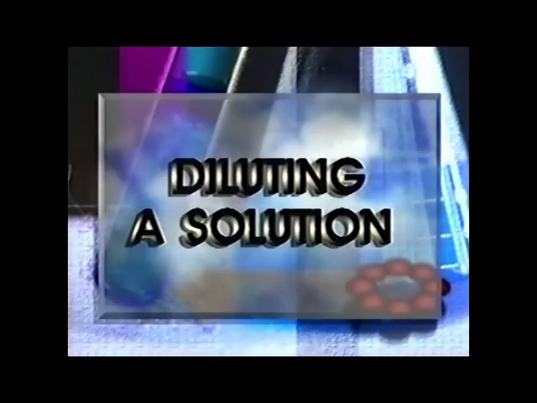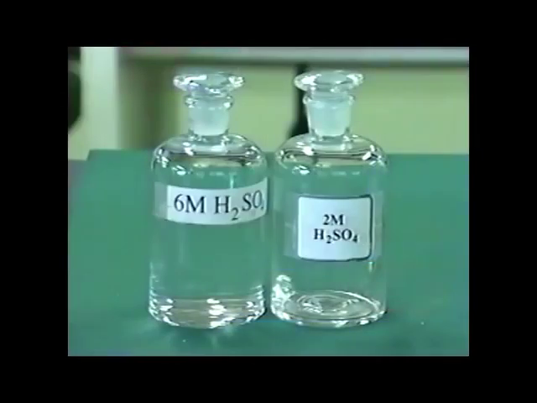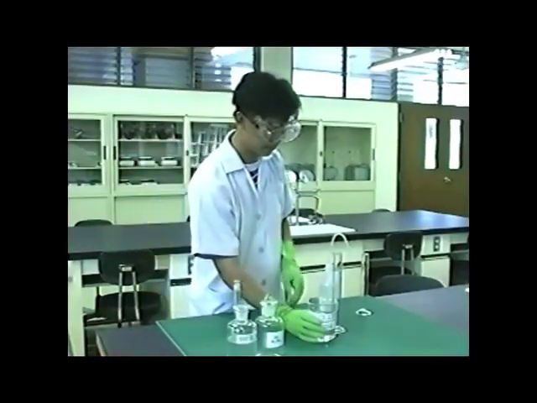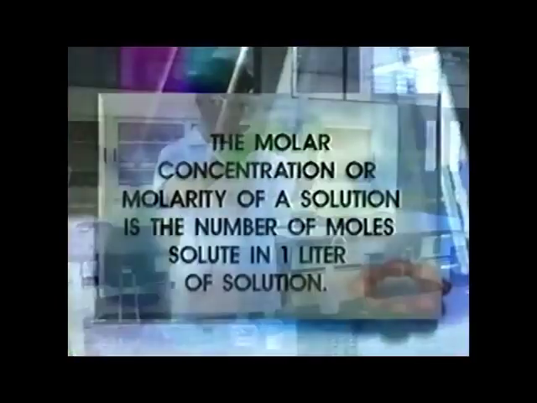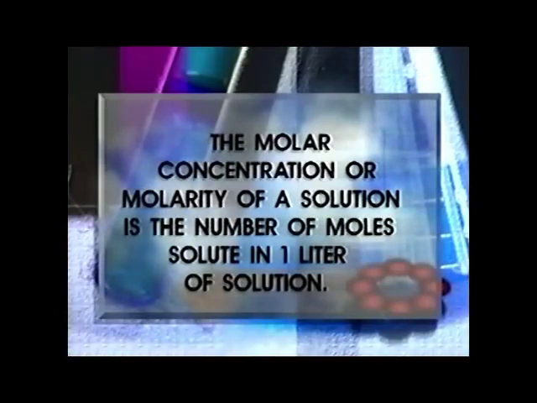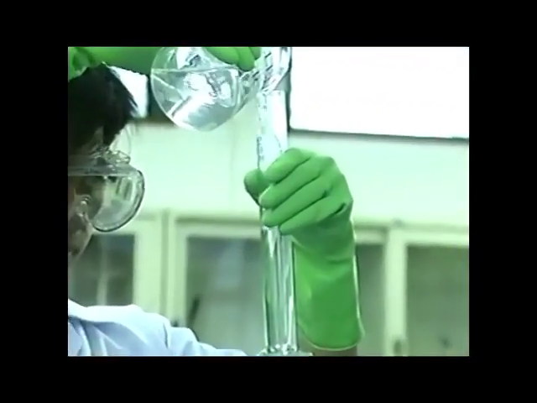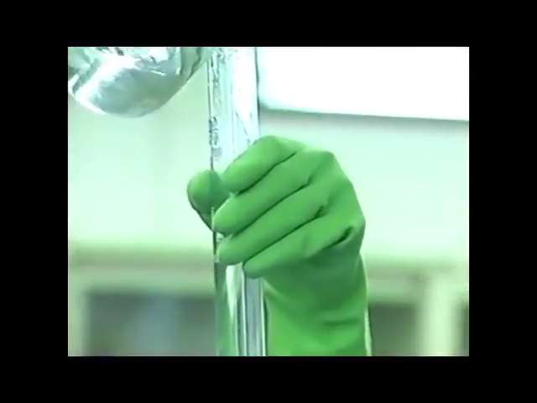Sometimes we have to prepare a dilute solution from a more concentrated stock solution of known concentration. Let's prepare 100 milliliters of a 2-molar solution of sulfuric acid from a stock solution with a 6-molar concentration. Recall, the molar concentration or molarity of a solution is the number of moles solute in 1 liter, 1000 milliliters, of solution. The solution is homogeneous, and multiplying molarity by a given volume in liters will give us the number of moles solute in that same volume.